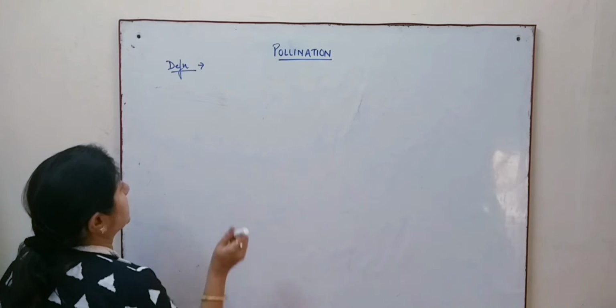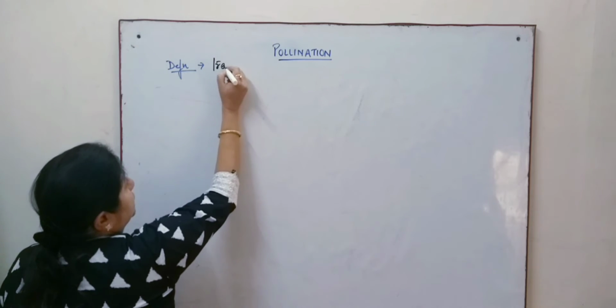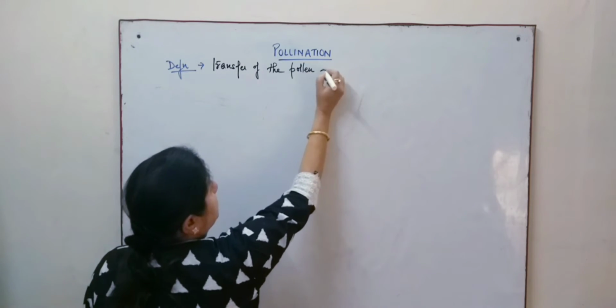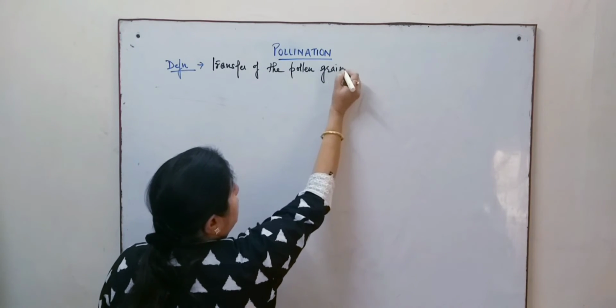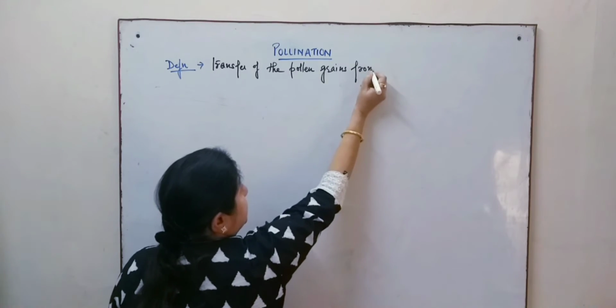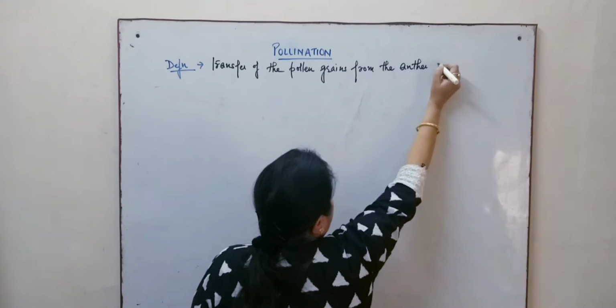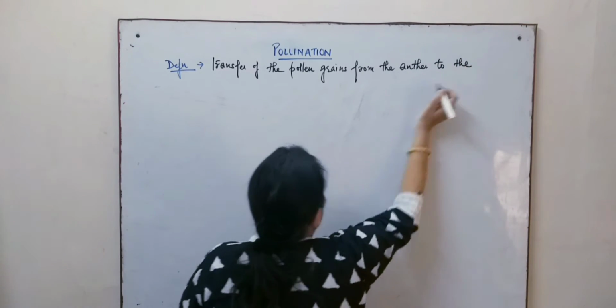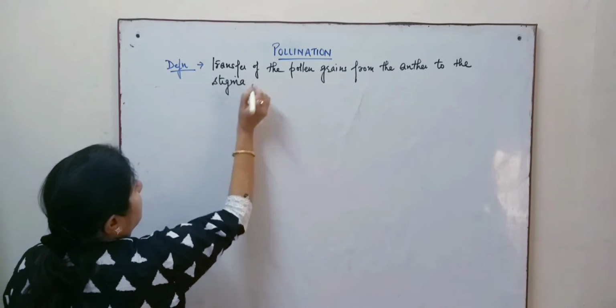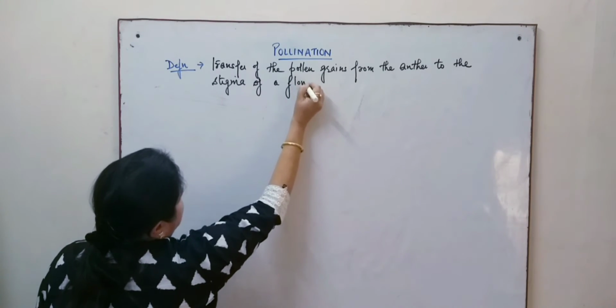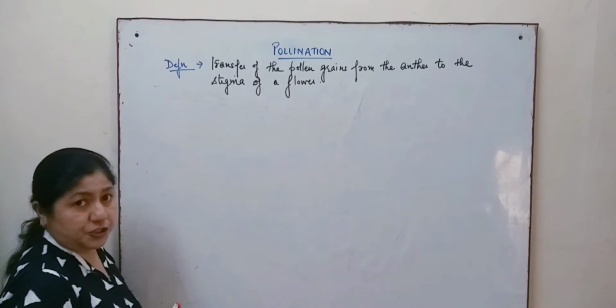the transfer of the pollen grains from the anther to the stigma of a flower. That is what is known as pollination.